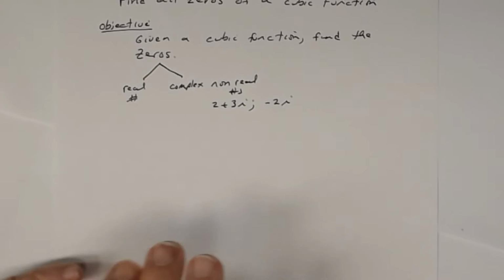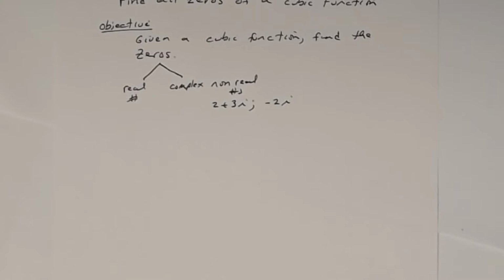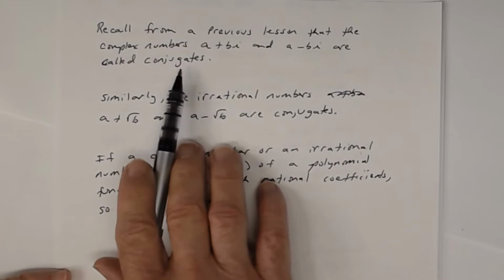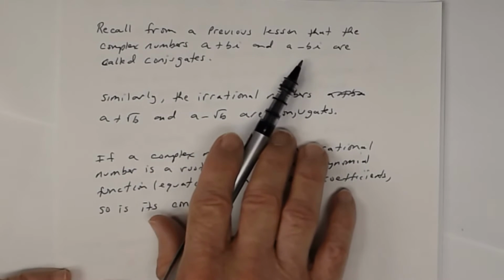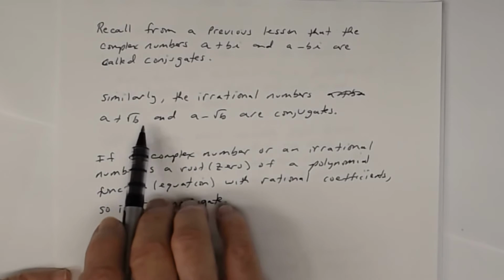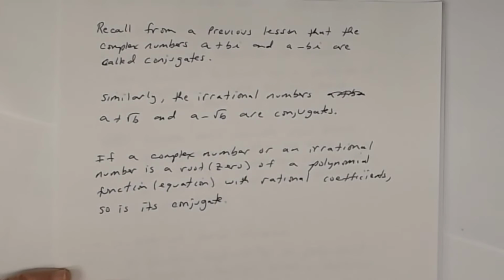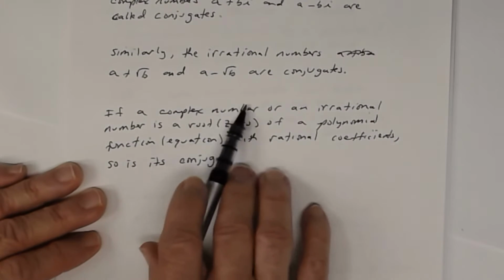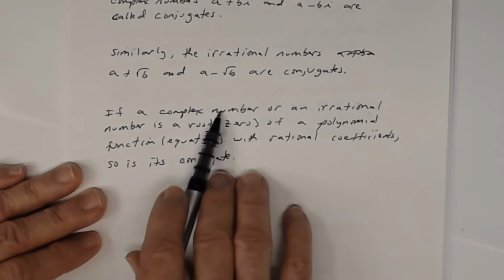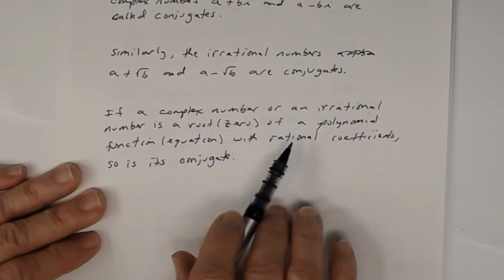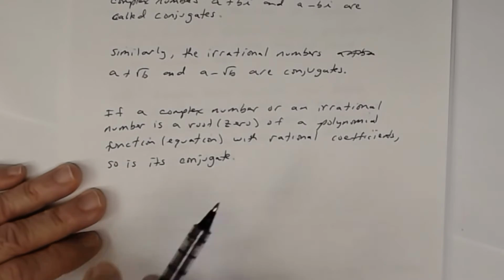All right. So a couple of things before we start looking at examples, a couple of things I want to remind you. Recall from previous lessons that complex numbers a plus bi and a minus bi are called conjugates. And the same thing for irrational numbers: a plus the square root of b and a minus the square root of b are called conjugates. And so if a complex number, and what I mean by complex number, I mean the non-real number like 2i, 3 minus 7i, or an irrational number is a root, then its conjugate is also a root.